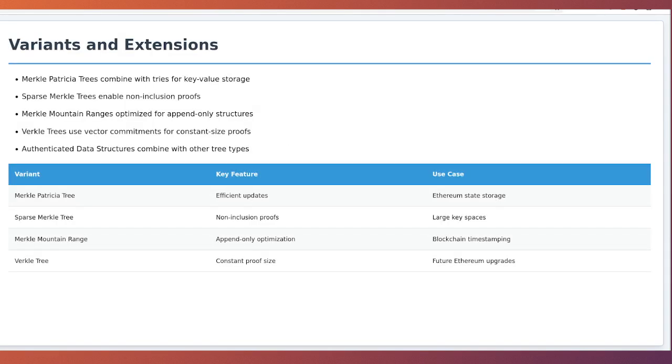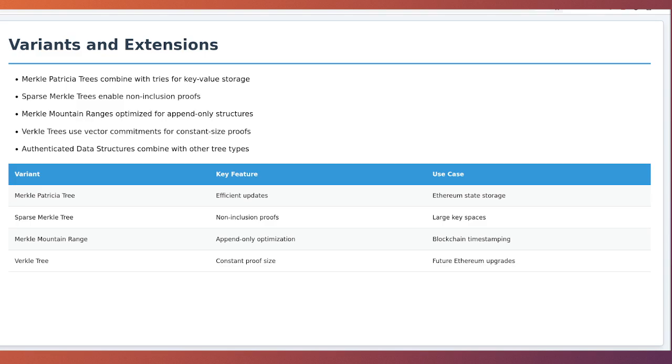Variants and extensions. The basic Merkle tree we have described has inspired several variants and extensions that adapt the structure for specific use cases. These variants maintain the core benefits while adding new capabilities. Merkle Patricia trees, which Ethereum uses, combine Merkle trees with Patricia tries. This structure is optimized for key-value storage where you want to prove both inclusion and the key-value mapping efficiently. It is particularly useful when the tree needs frequent updates, as in Ethereum's state tree.